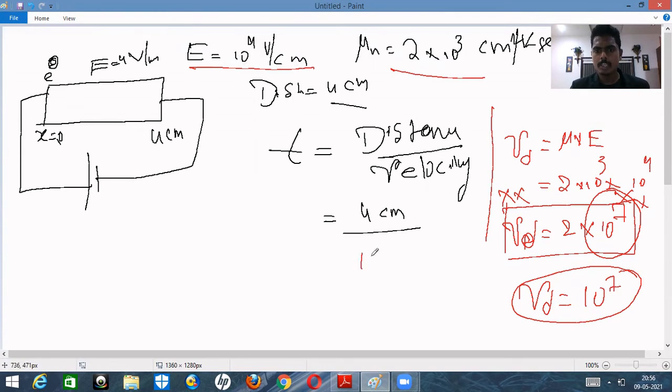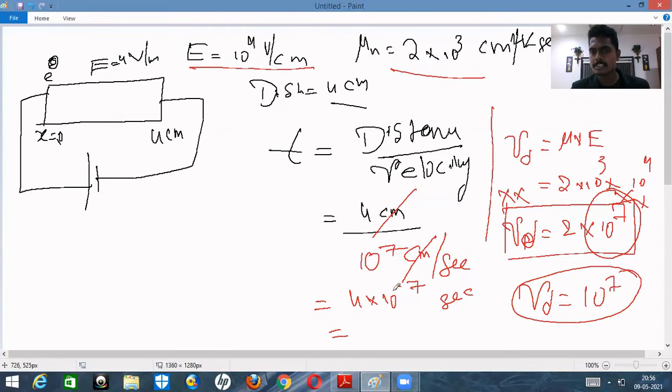The units for drift velocity are centimeter per second, so centimeters per second cancel with each other. So 4 into 10 power minus 7 second. They asked you to find it in micro, which is 10 power minus 6, so you will have 10 power minus 1 balance. If you multiply 4 with 10 power minus 1, you will get 0.4 microseconds.